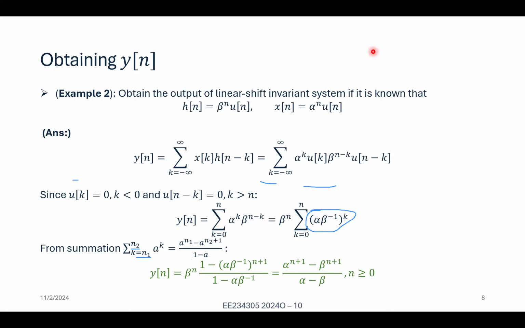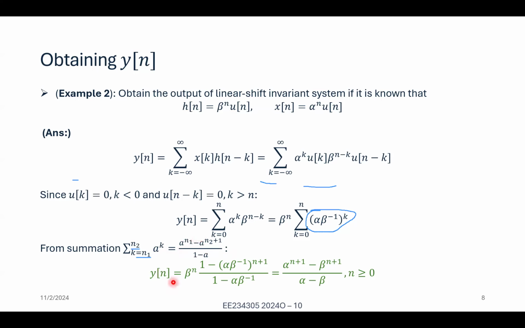All right, so from geometry summation, we have sigma of a to the power of k from n1 to n2, and the way that we can sum those is by using this geometric summation. The denominator is 1 minus a, and the numerator is a to the power of n1 minus a to the power of n2 plus 1.